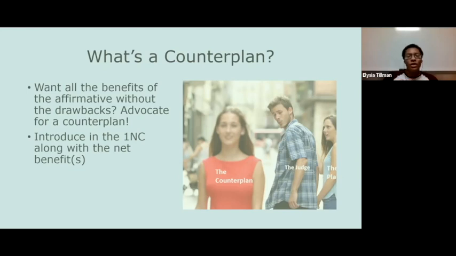So for the WHO counterplan that we're going to talk about, the net benefits are the disadvantages in the packet. So you have to read a counterplan along with a disadvantage. You're not going to just read a counterplan and not have any disadvantages. So just always make sure that you are not reading the WHO counterplan alone.